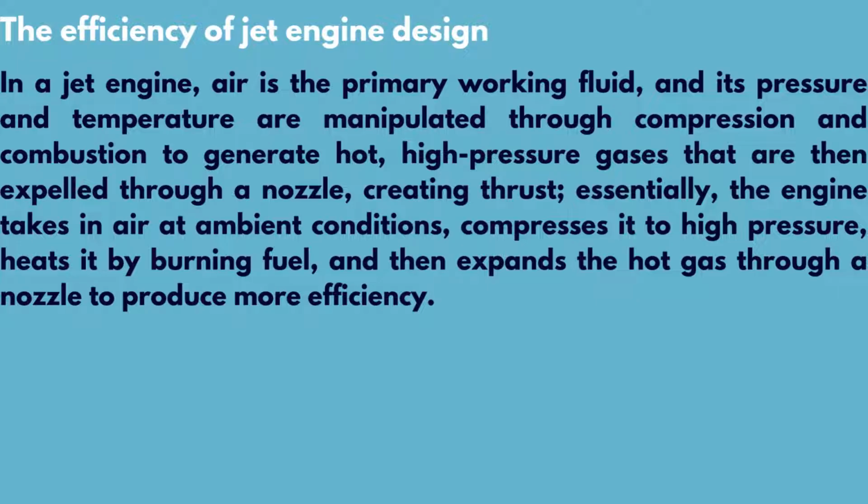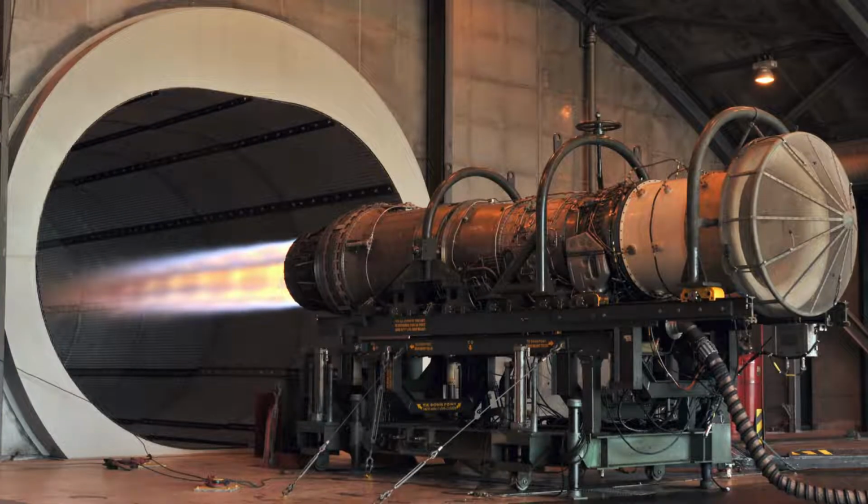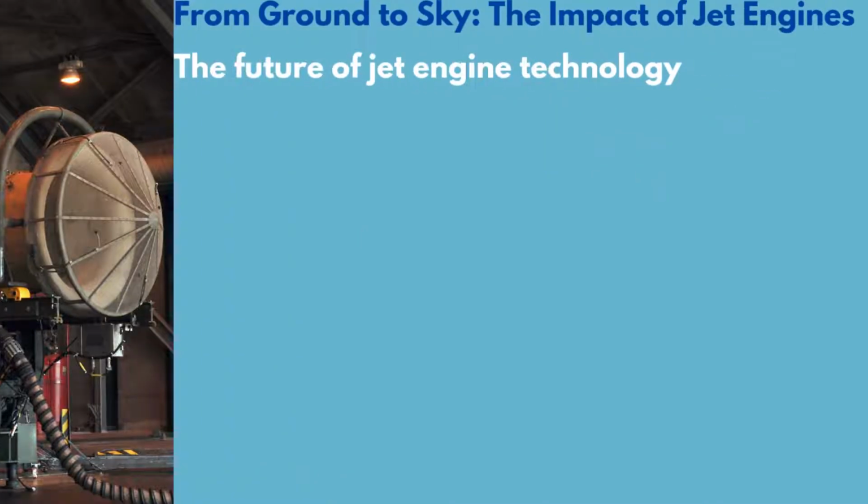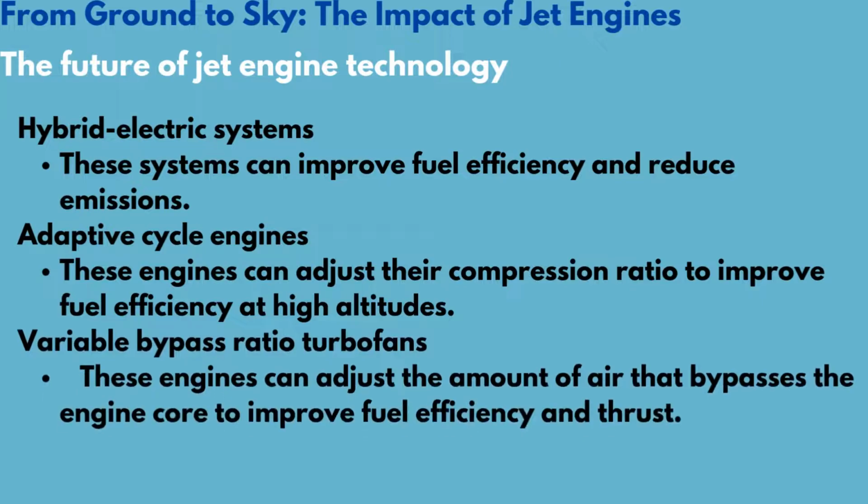In a jet engine, air is the primary working fluid, and its pressure and temperature are manipulated through compression and combustion to generate hot, high-pressure gases that are then expelled through a nozzle, creating thrust. Essentially, the engine takes in air at ambient conditions, compresses it to high pressure, heats it by burning fuel, and then expands the hot gas through a nozzle to produce more efficiency.